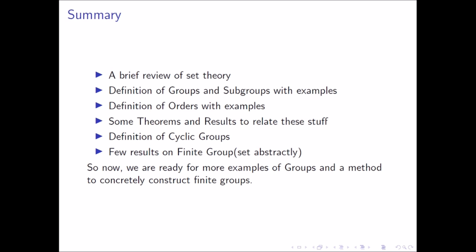Finally, we found a finite group. This is the cyclic group. A bit abstractly, but yes, we have an example of finite group now. So now we are ready for a few more examples of groups, which would include our previously stated matrix example, as well as a method to concretely construct finite groups. The cyclic group can be constructed concretely from what we know and some standard sets.